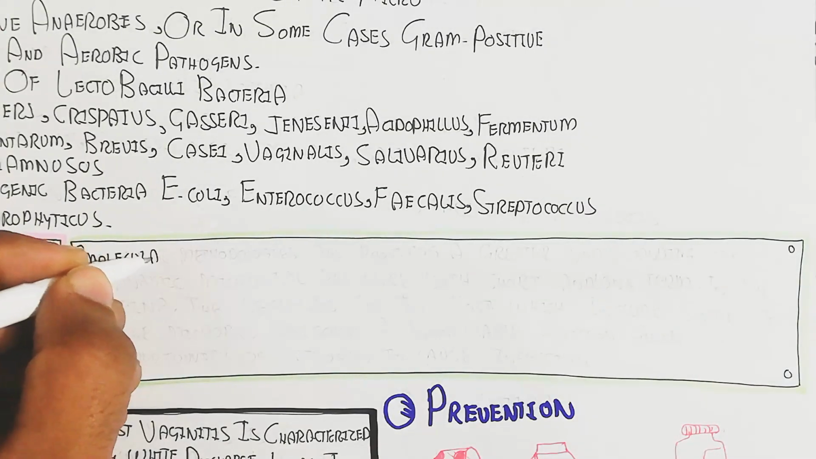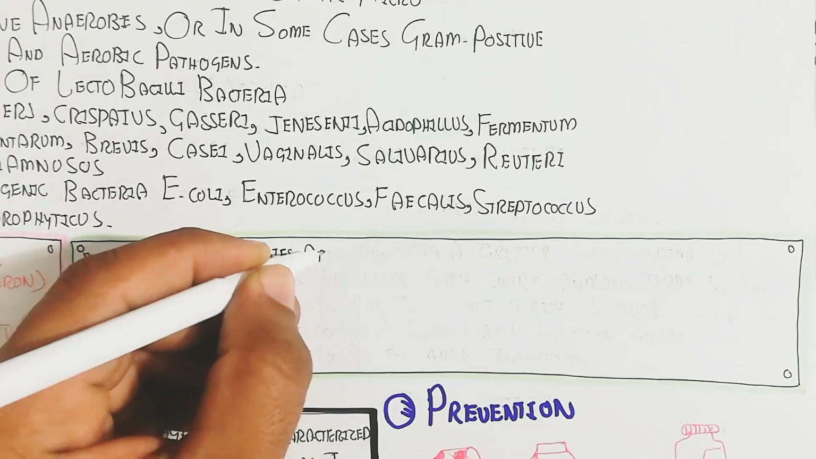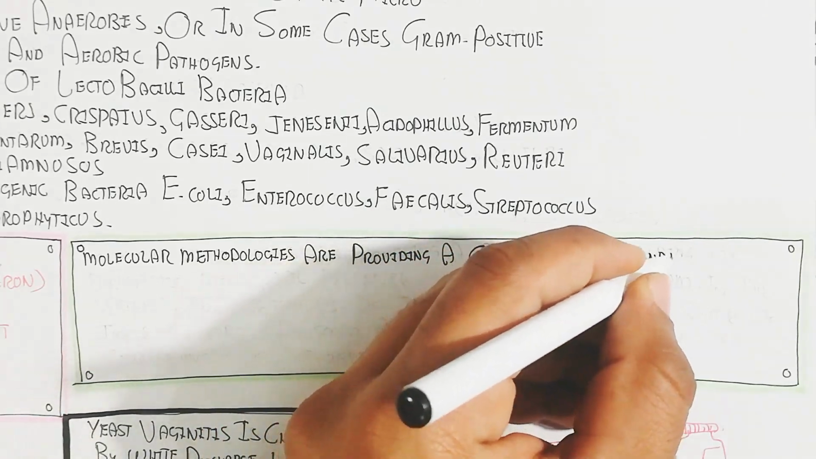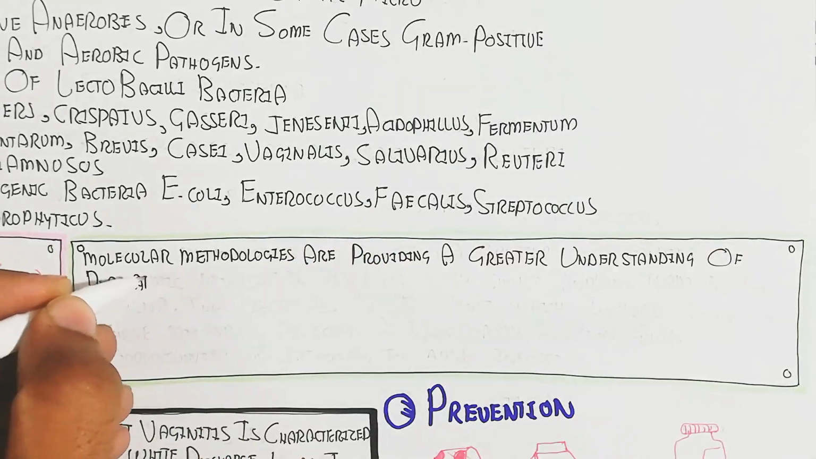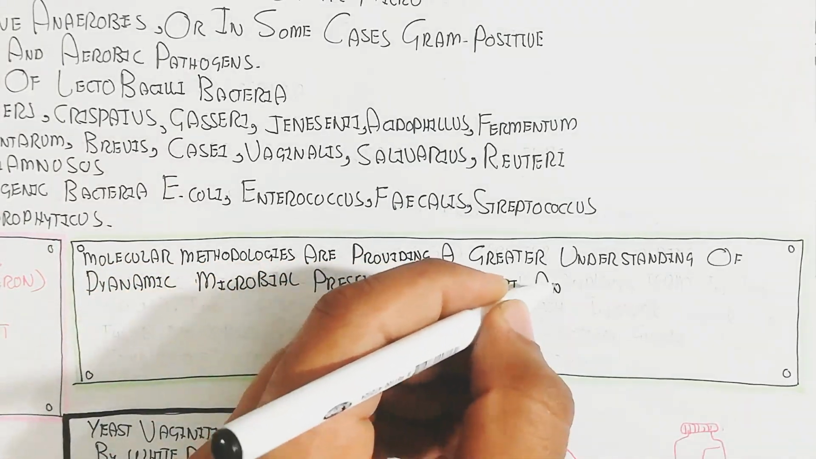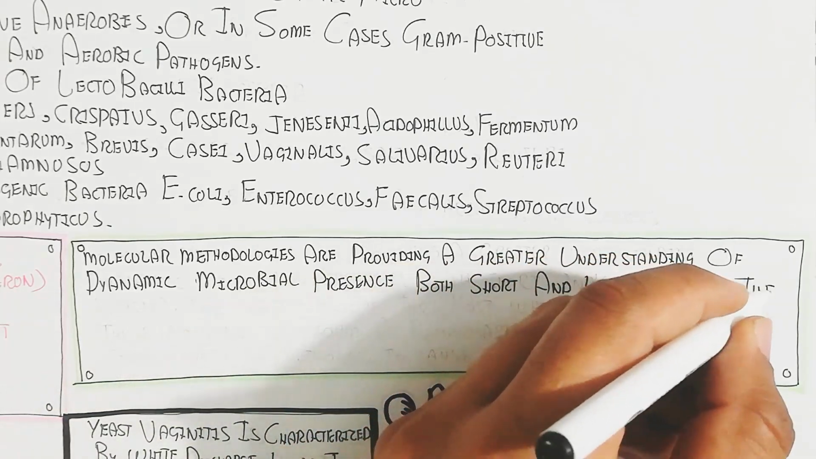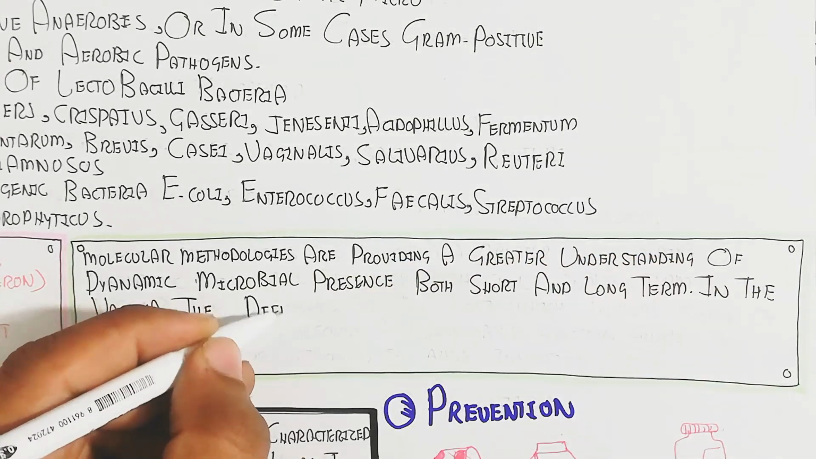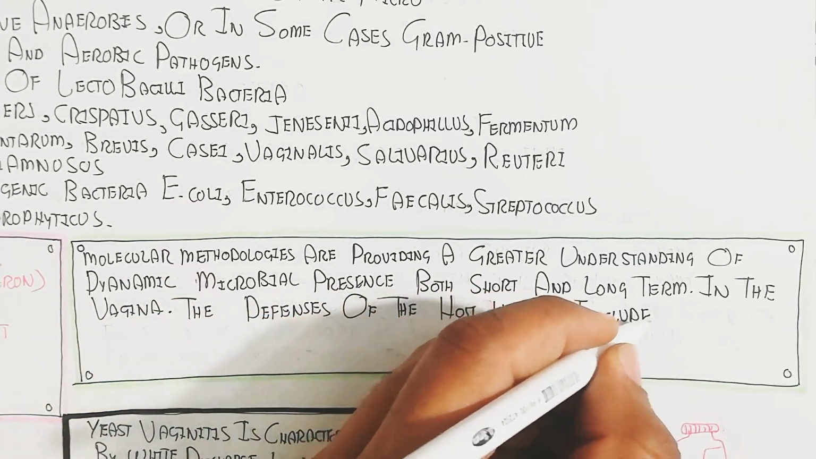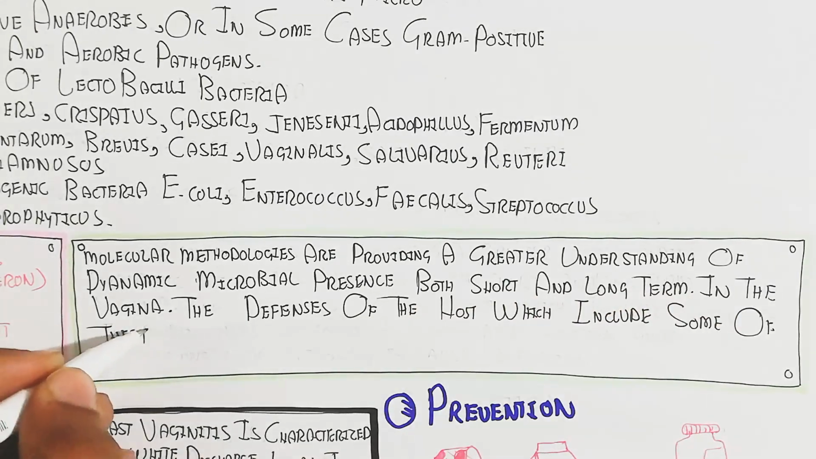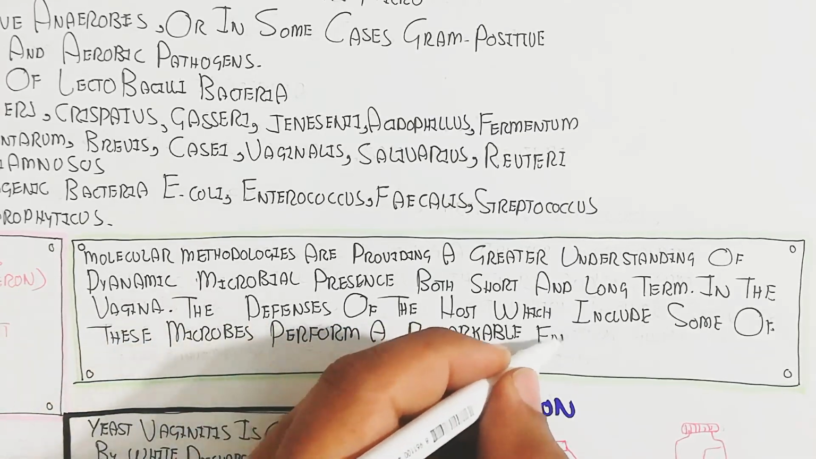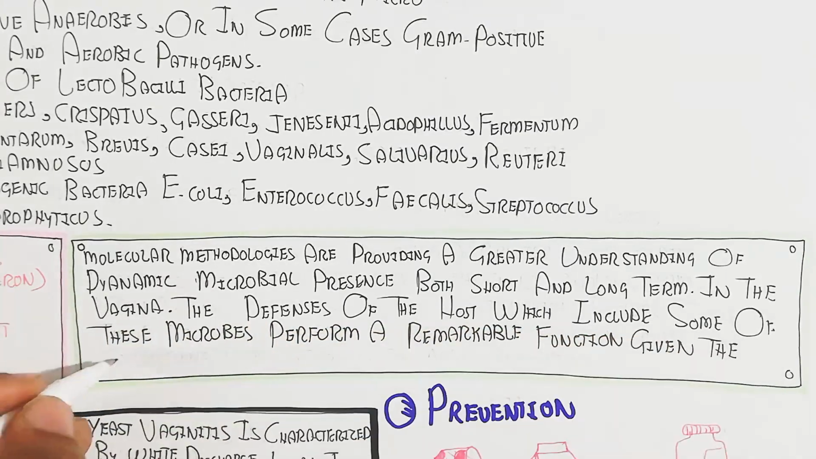Anyhow, the important conclusion is that molecular methodologies are providing a greater understanding of the dynamic microbial presence, both short and long term, in the vagina. The defenses of the host, which include some of these microbes, perform a remarkable function, limiting the opportunity for pathogens to cause infection, and in this way the pathogenicity will be decreased due to the lactobacillus and other bacteria, which protect, as mutualistic behavior shows.